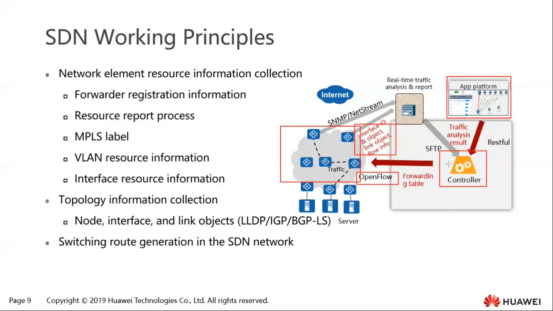So the controller will then collect topology information. As you can see here, we are just using either SNMP or NetStream to pass information about the topology to the controller. Once the controller has such details, then it can calculate proper paths based on the network resources, and it can also deliver the flow tables. So that is how this controller is able to, for example, determine this path here. This path here.